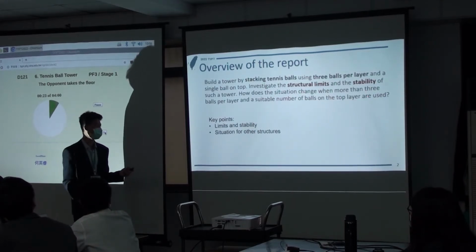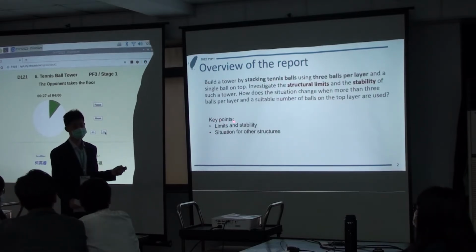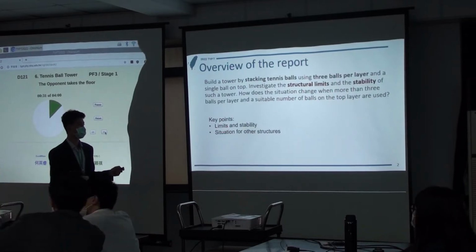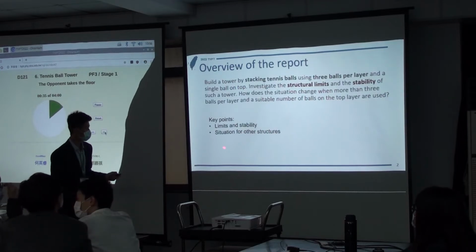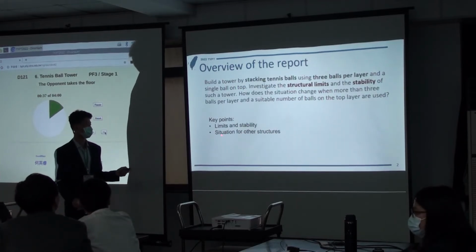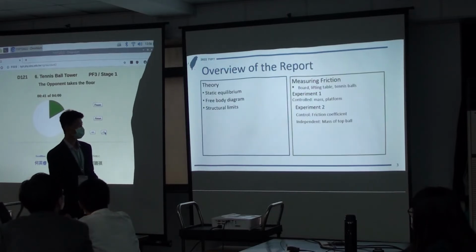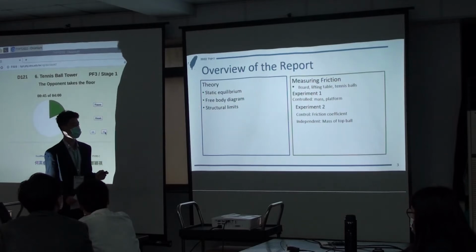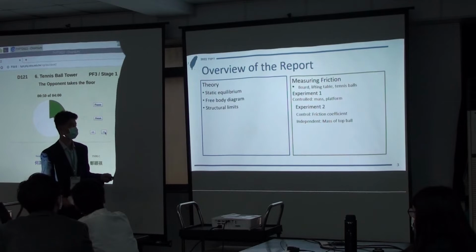So I think the key questions are: the reporter has to define the theoretical limits, and confront that theoretical limit with the experiment, and he also has to define the stability, and also explore the situation for other structures, such as a different number of balls. In the overview of the report, the reporter used the free body diagram to calculate the friction required to support that structure.